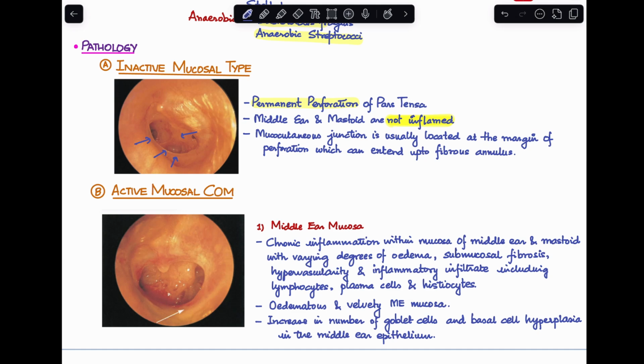Next, we'll talk about the different pathological changes that happen in the active mucosal type. First, we'll talk about the middle ear mucosa, because that's what differentiates it from the inactive mucosal type. There is a chronic inflammation involving the middle ear mucosa as well as the mastoid mucosa, with varying degrees of edema, submucosal fibrosis, hypovascularity and inflammatory infiltrate, which includes lymphocytes, plasma cells and histiocytes. As you can see in the image over here, the middle ear mucosa appears edematous and very velvety looking. It is very reddish and velvety. There is also an increase in the goblet cells and basal cell hyperplasia in the middle ear epithelium.